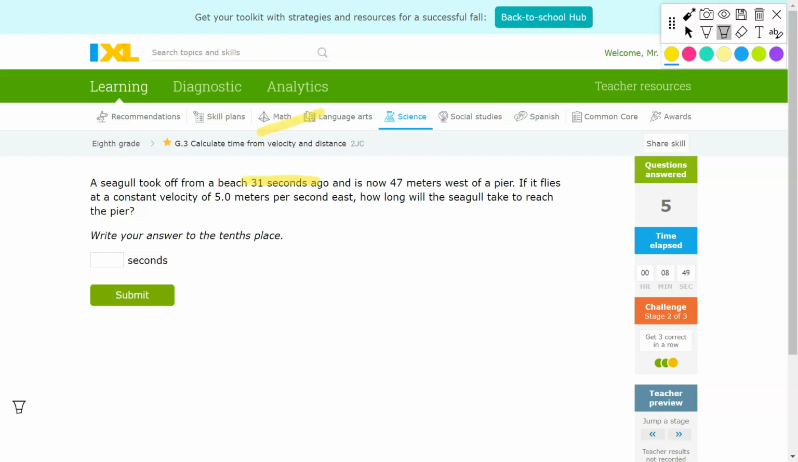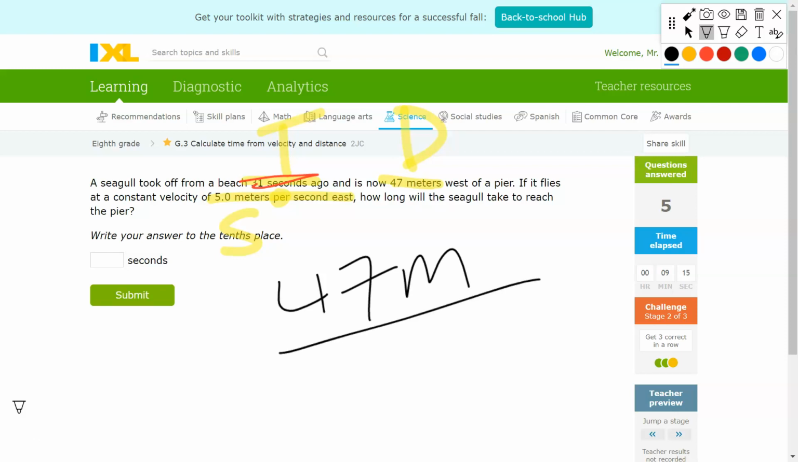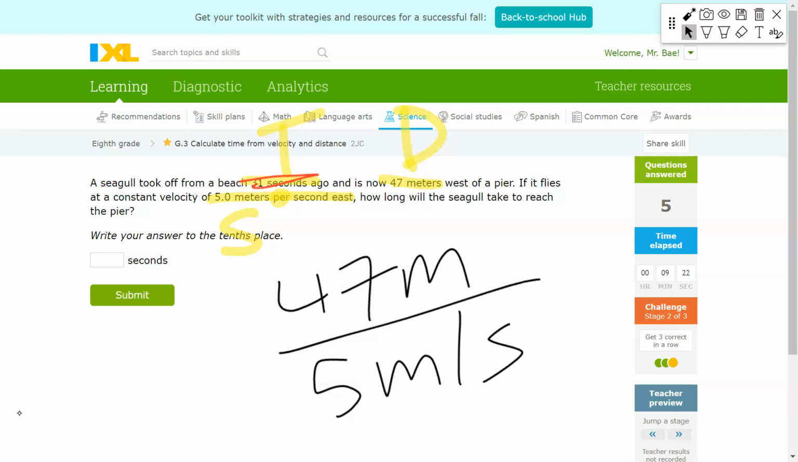31 seconds is your time. 5 meters, the word per is there, so that's your speed. 47 meters, that is your distance. So once again, ignore that unit there. Okay, so 47 meters divided by 5 meters per second. And your answer would then be 9.4.